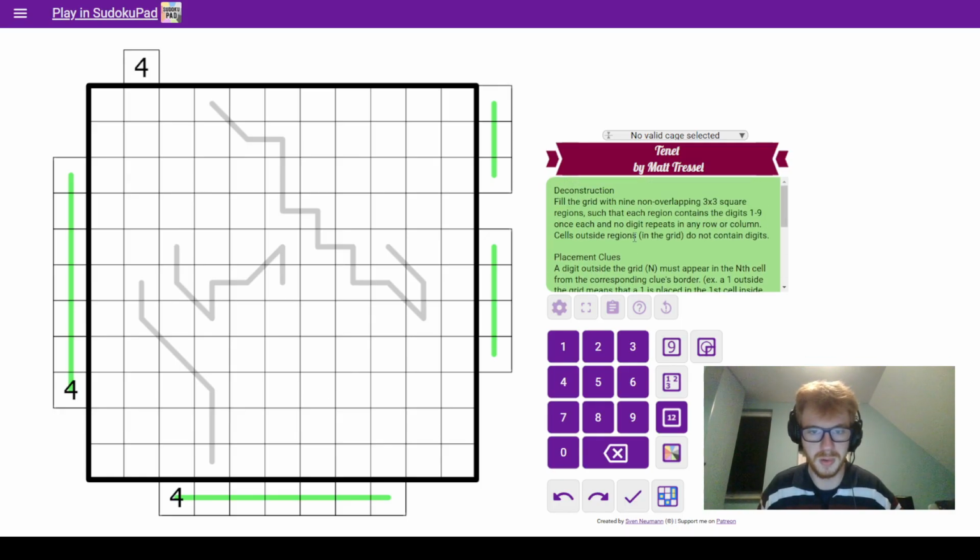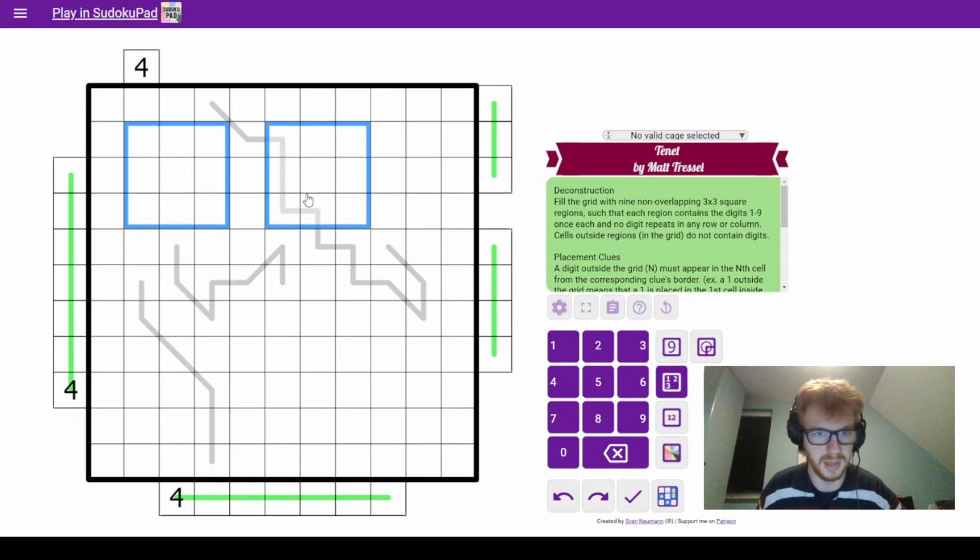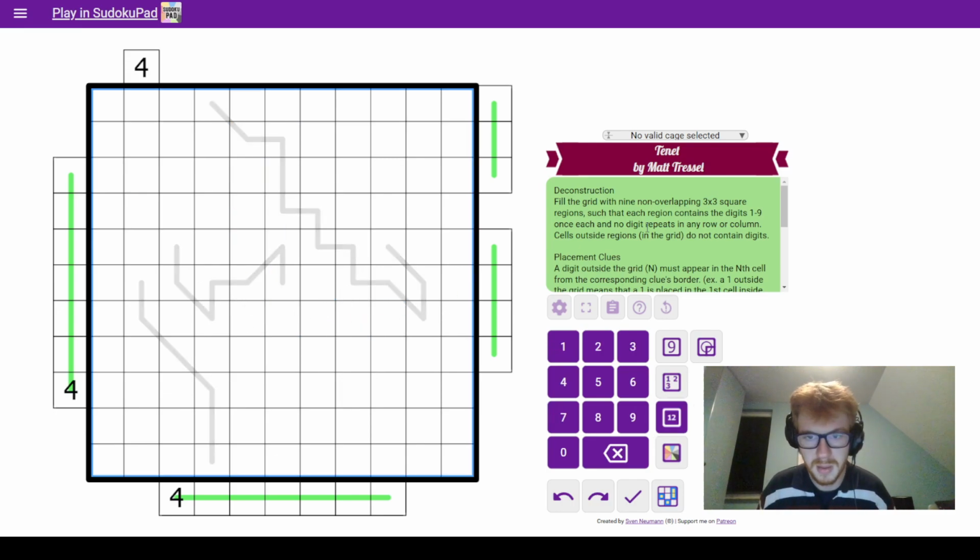And this one seemed cool, and I'm not super familiar with deconstruction. But yeah, let's just start with it. Fill the grid with 9 non-overlapping 3 by 3 square regions. So basically something like this, and then 9 of those, obviously. Each contains the digits 1 to 9 once each, and no digit repeats in any row or column. Cells outside regions in the grid do not contain digits.